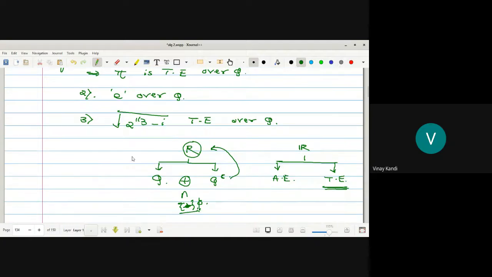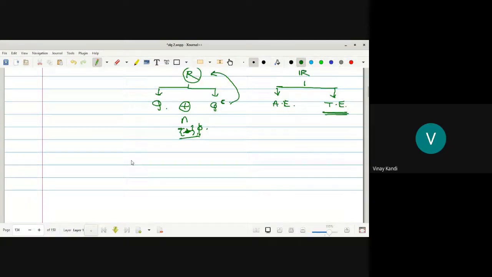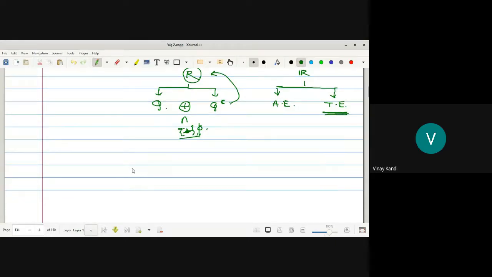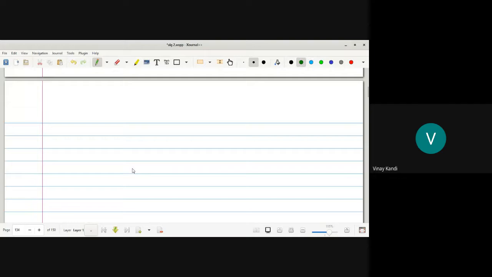Any doubt in the previous lecture? Okay, so today we will see what the minimal polynomial of an algebraic element is. The next definition is the minimal polynomial of an algebraic element.